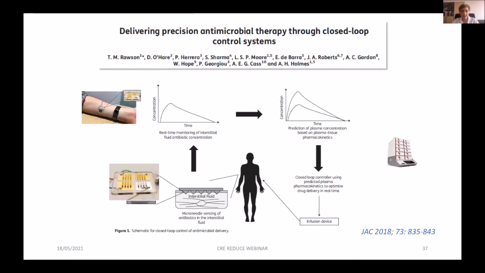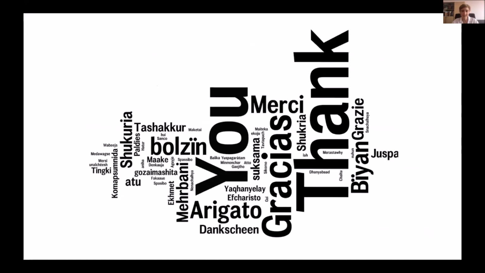But probably in the near future, what we will need to treat this kind of strain is precision medicine, using the interstitial and tissue concentrations, using data from PK models and integrating rapid diagnostic tests and susceptibility testing with higher precision to try to adjust and individualize drug dosing in these patients. Thank you very much for your attention.